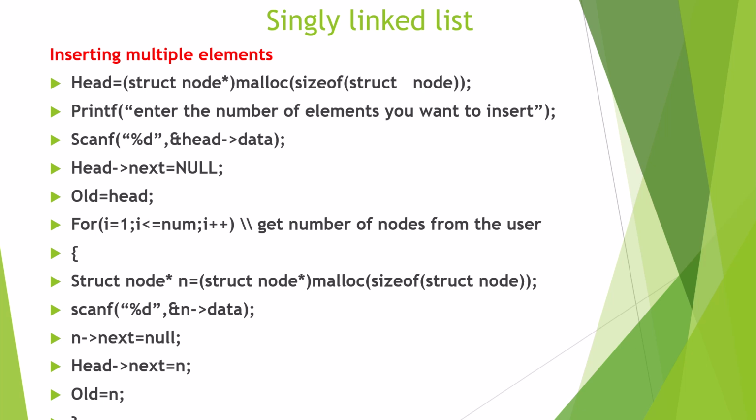So we are going to get the data from the user, and we are placing that data in the data field of the head node, and the head node's next will be null, and we are placing the head node in another node named old. So we are getting the number of elements from the user, and using the for loop we are going to create each and every node's memory allocation, and each node is filled with its element, and the head's next points to the next node of that singly linked list.